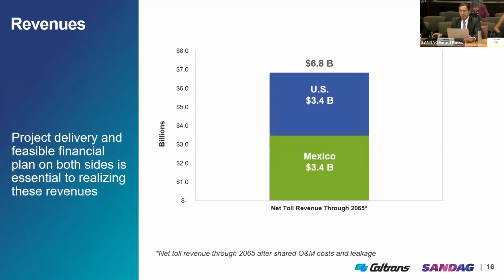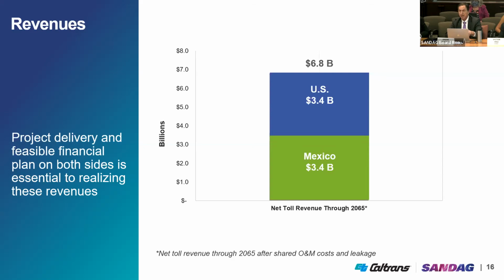So as I showed earlier, the total revenues are $6.8 billion, a tremendous amount of money through 2065. And ultimately, the US side is to get $3.4 billion, Mexico's to get $3.4 billion. But I also mentioned earlier, it's that slow ramp-up period that is kind of the challenge for us.